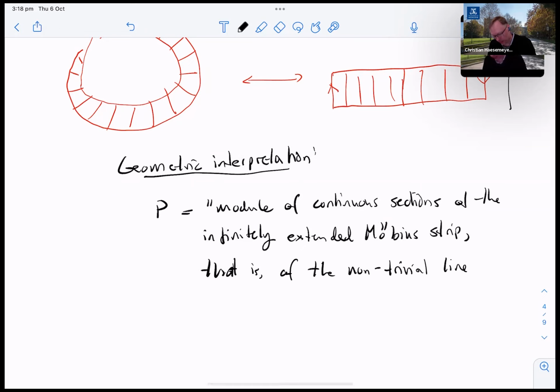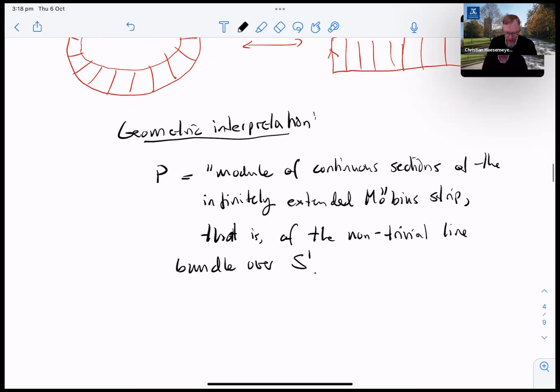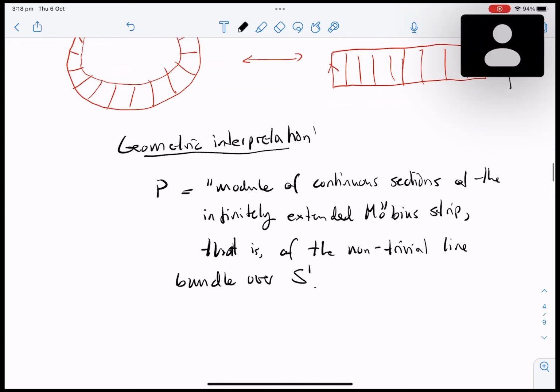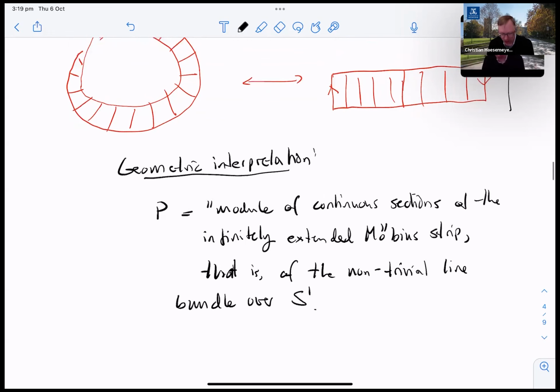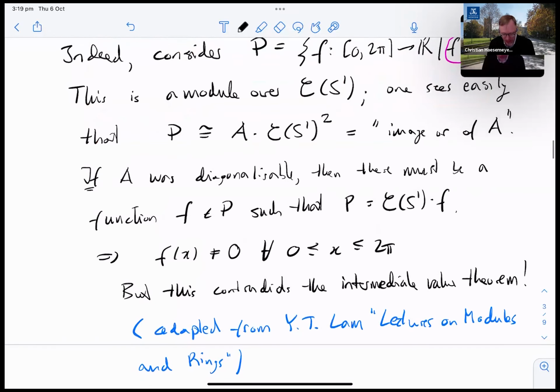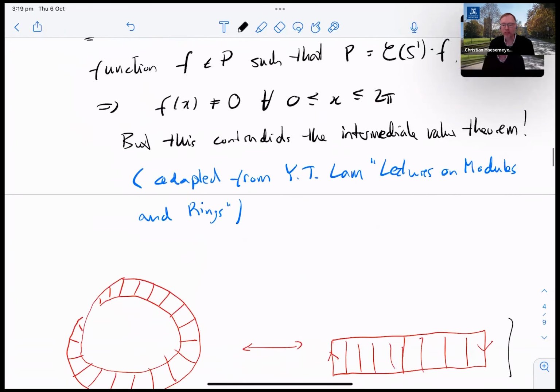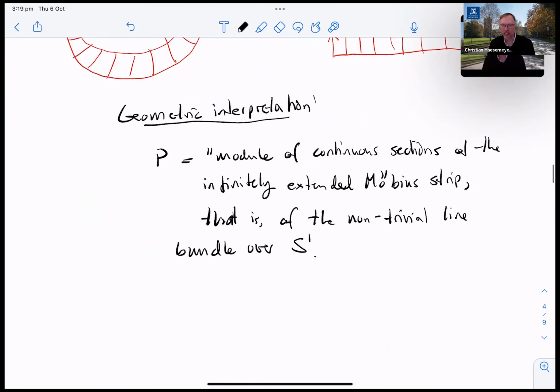Non-trivial line bundle over the circle S1. And the fact that this matrix A is not diagonalizable means precisely that this line bundle has no nowhere vanishing section, which precisely means that it is non-trivial. Okay. And so you could consider what we have done here, this little bit of calculus, as a proof that this is in fact a non-trivial line bundle.